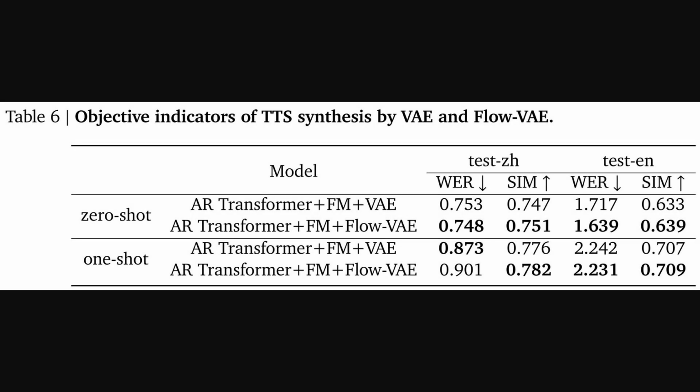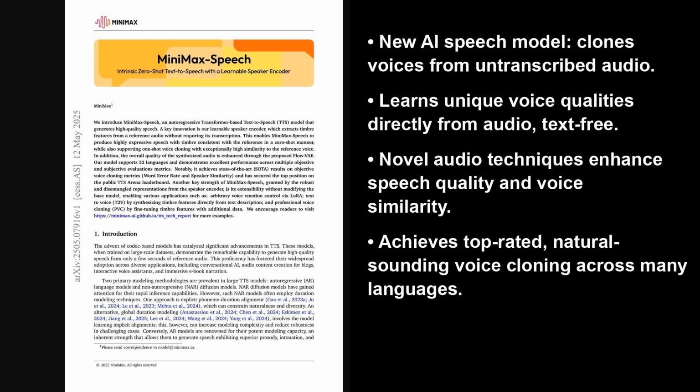Following up on how different components contribute, this table now isolates the impact of the Flow-VAE. A variational autoencoder, or VAE, is a type of neural network architecture that is particularly good at learning efficient, compressed representations of complex data, like audio features. The Flow-VAE is an enhanced version. We are looking at models with the standard variational autoencoder versus those with the Flow-VAE across zero-shot and one-shot tasks for Chinese and English, using word error rate and speaker similarity. The data shows that incorporating the Flow-VAE generally leads to improvements. For instance, in zero-shot scenarios for both languages, the Flow-VAE model scores better on both metrics, underscoring its positive impact.